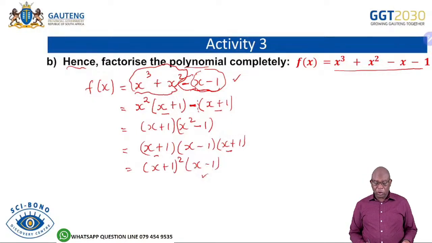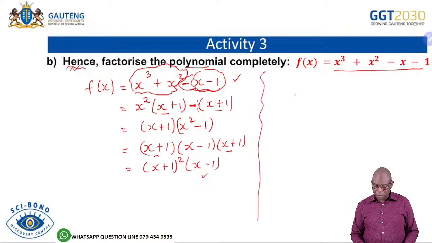If I needed to do this using the word hence, it means now that I need to use the long division method, because there's no other method that I know for now. I can use the long division method because I've got x minus 1 as one of my factors.